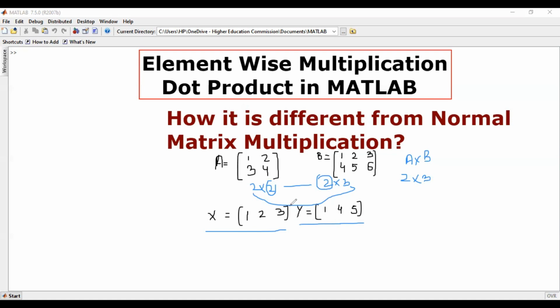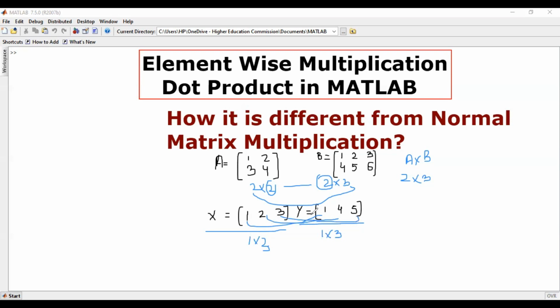So if you apply the same logic, it won't work here because it is 1 cross 3 and 1 cross 3, having one row and 3 columns, and this is also true for the y matrix as well. If you apply the simple matrix multiplication rule, it won't work. Rather, in vectors, you multiply them by element. That means this 1 will get multiplied with 1, 2 will get multiplied with 4, and 3 will get multiplied with 5.